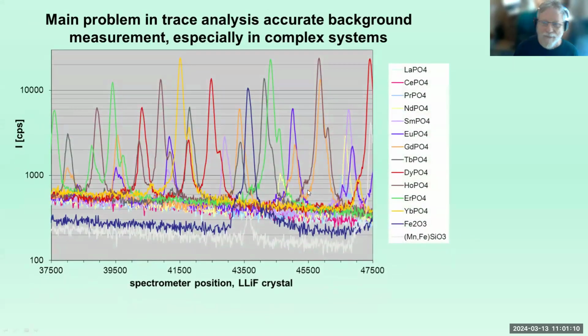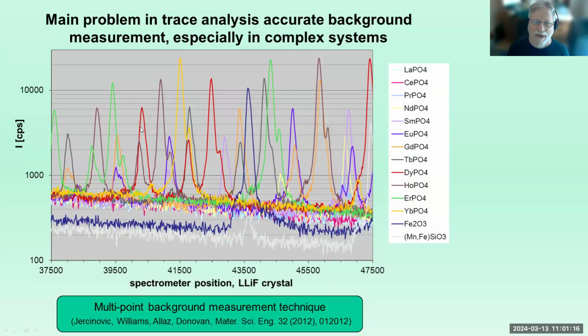Okay, so one of the problems, of course, is background with maps. We developed this very fancy multi-point background method for point analyses when you're doing ultra trace element analyses in very complex materials, such as a monazite or some rare earth material. And it works amazingly well.